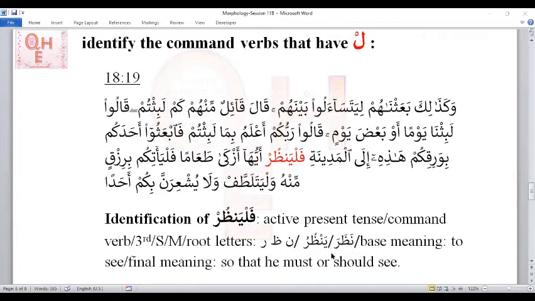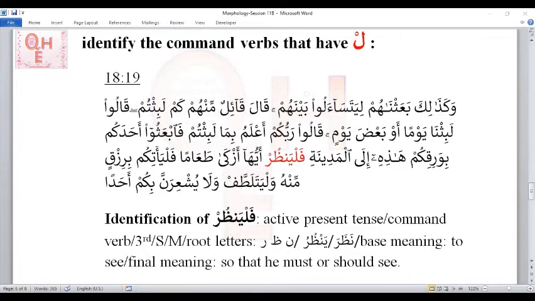I get it from the dictionary, as you know. And the base meaning also from the dictionary is to see. It also means like to perceive with eyes. What will be the final meaning? Fa means so that, and nadhara, yanzuru means he sees, right? But we are going to bring the meaning must or should because of the lam of command. So the overall meaning will be so that he must or should see.